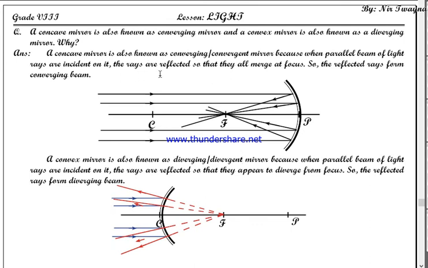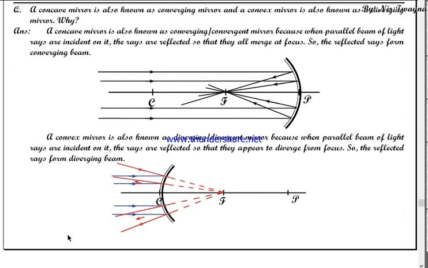A concave mirror is also known as converging or convergent mirror because when parallel beam of light rays are incident on it, the rays are reflected so that they all merge at focus, so the reflected rays form converging beam. Any confusion? Next, a convex mirror is also known as diverging or divergent mirror because when parallel beam of light rays are incident on it, the rays are reflected so that they appear to diverge from focus, so the reflected rays form diverging beam. That much. And while answering this question, these two diagrams are compulsory.